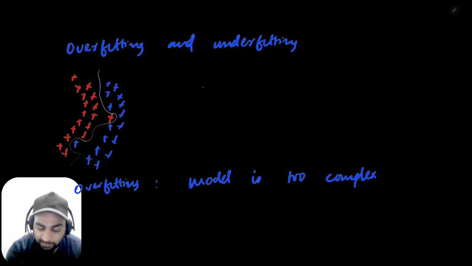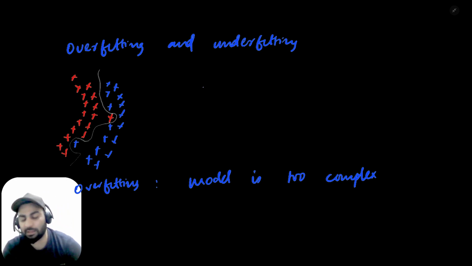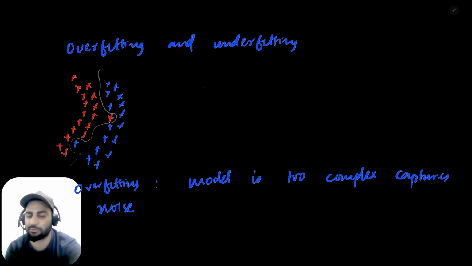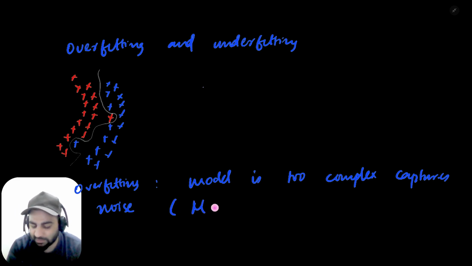It captured the noise and thought it was the real data. So overfitting happens when the model is too complex. It captures noise or outliers, and it gives them weightage also. It captures these fluctuations in the training data, and it tries to memorize everything.